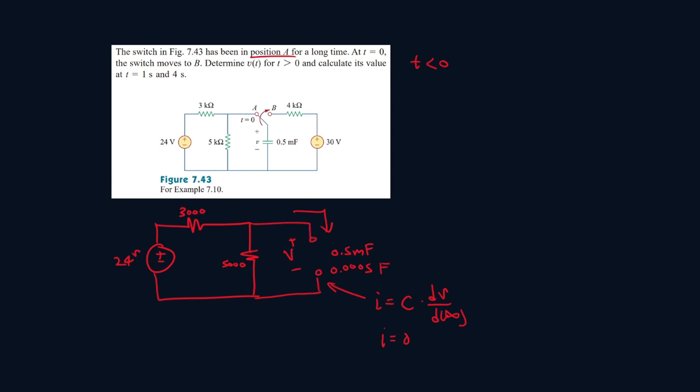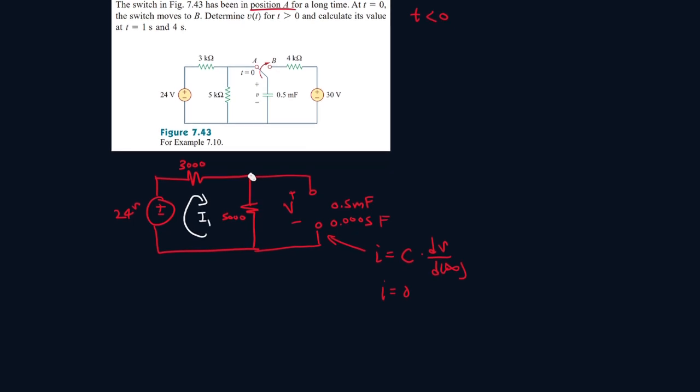Even though we're ignoring this portion of the circuit, there's still a voltage here. Even though the current is 0, the voltage is still something. That means we should find the voltage at this region. So we'll do a mesh. Let's call this mesh I1. That'll be minus 24 plus 3000 I1 plus 5000 I1 equals 0. So let's solve for I1.